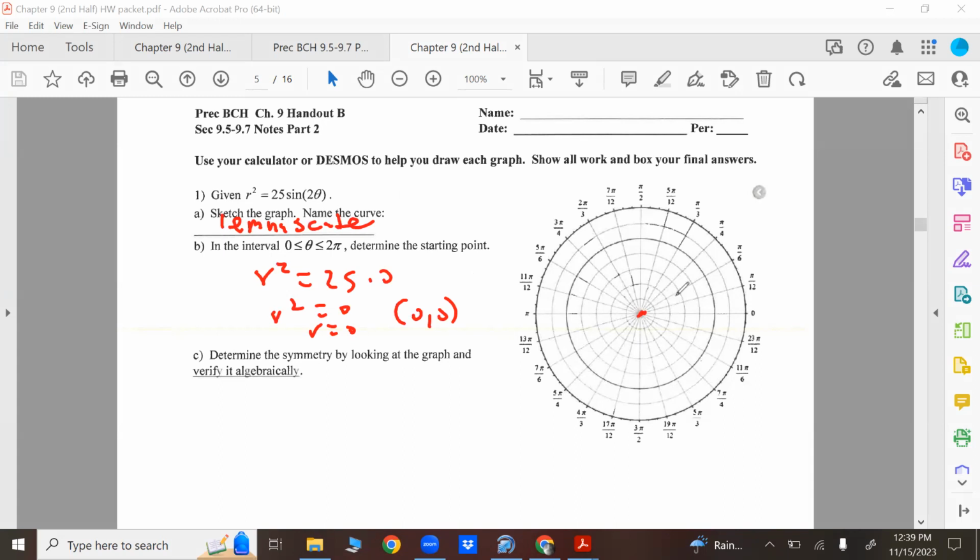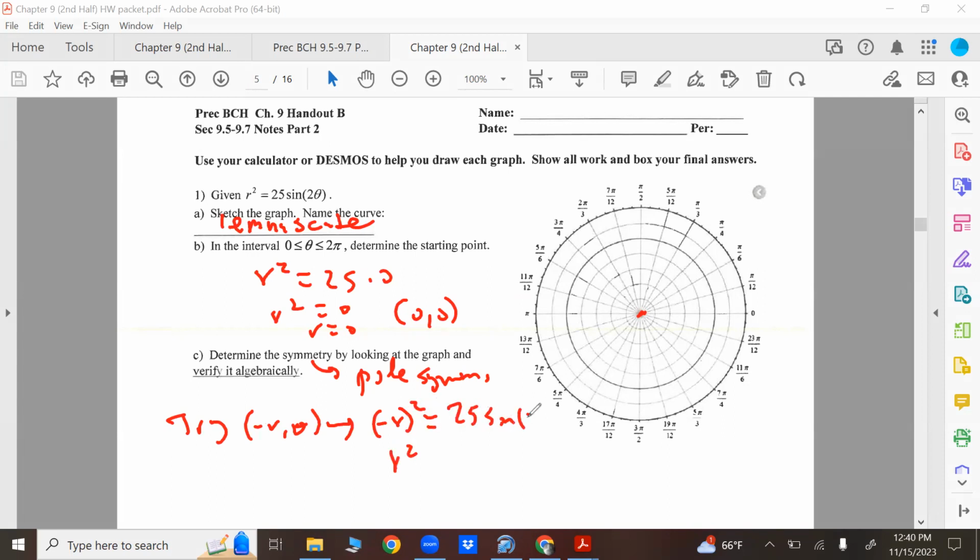And determine the symmetry. Well, because you have a point at the pole, we're probably going to be symmetric about the pole. So we're looking for pole symmetry. For pole symmetry, you want to try negative r comma theta. And I do have a handout, a copy of the solution, so I'll scan that and put it in Schoology for you guys. So if you replace r with negative r, well, you're squaring it, so it gets back to being r squared again. And theta you just leave alone. So the right side stays as is as well, and therefore you get the same thing.